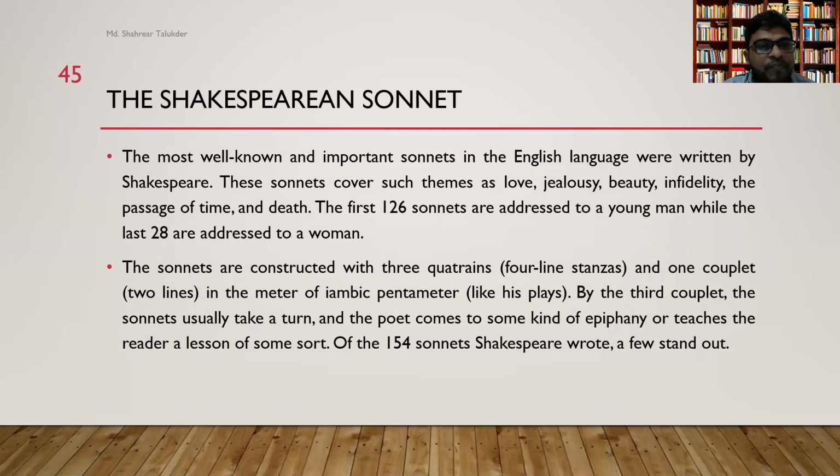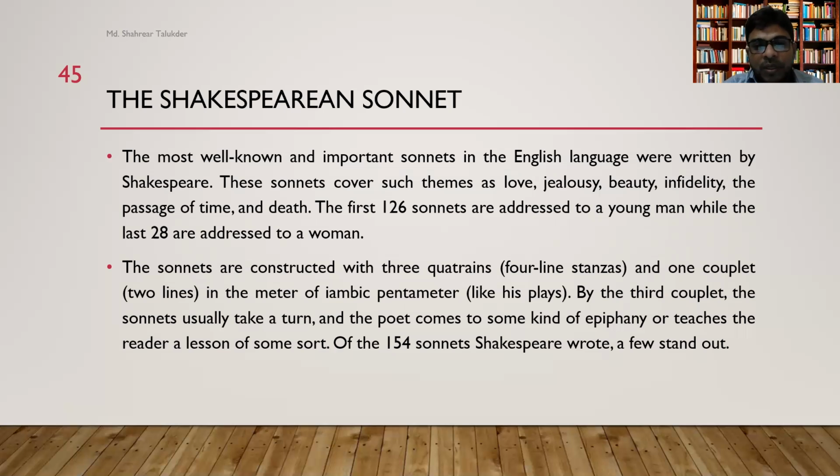Now here you see the same poem that I have also introduced here for our understanding. The most well-known and important sonnets in the English language were written by Shakespeare. These sonnets cover such themes as love, jealousy, beauty, infidelity, the passage of time, and death. So you see, these are the themes that Shakespeare used in his sonnets. The first 126 sonnets are addressed to a young man, while the last 28 are addressed to a woman.